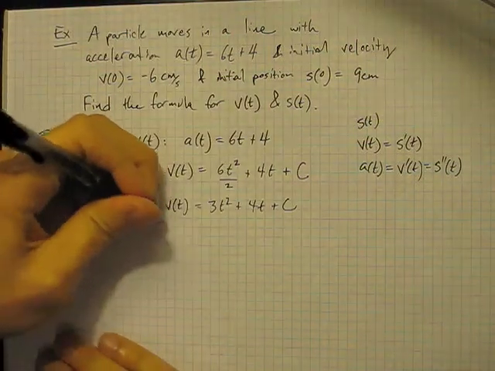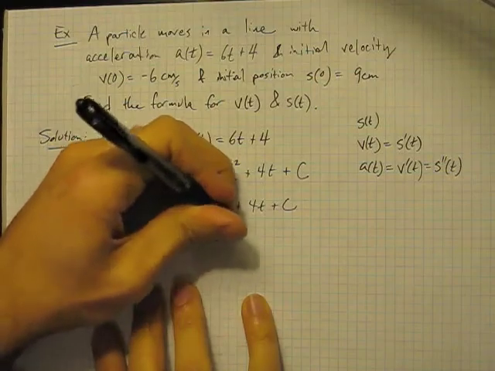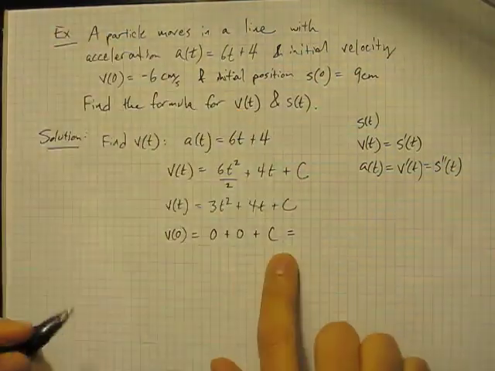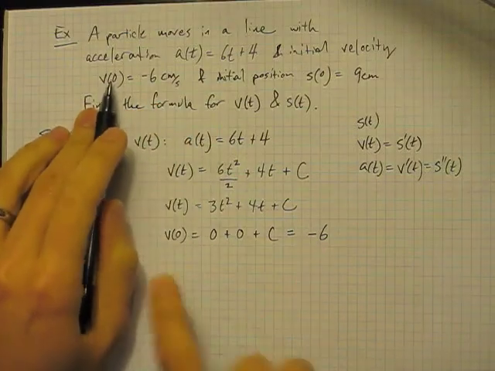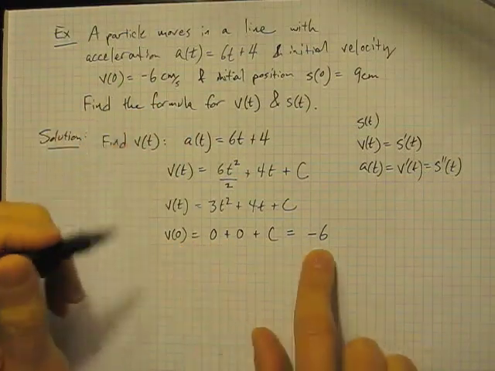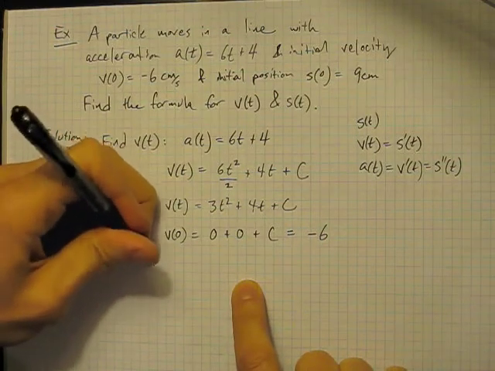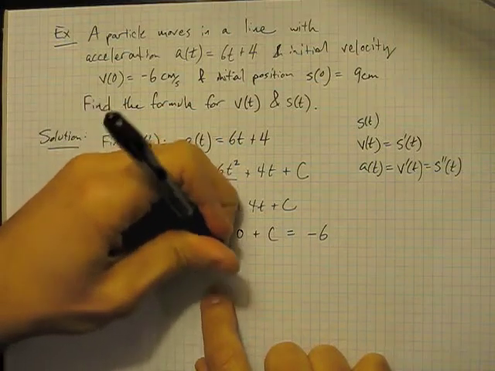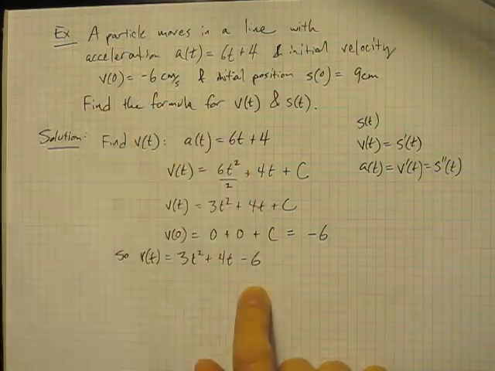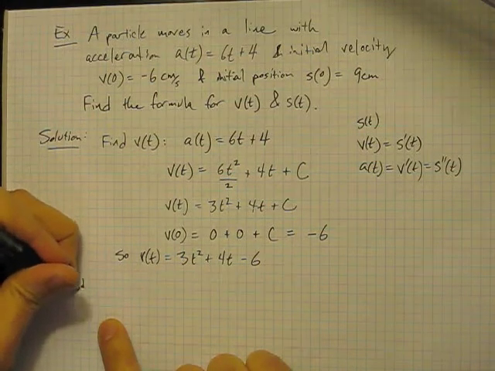Okay? But we know that when we plug in 0, we get 0 plus c, and this has to equal minus 6, right? So that's our initial condition on the velocity when t is equal to 0. So v of t is equal to 3t squared plus 4t minus 6, okay? Now, we use this to find s.